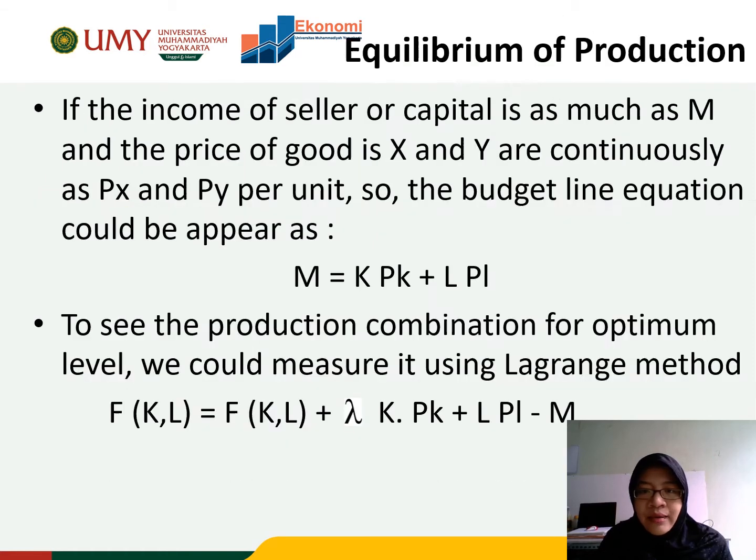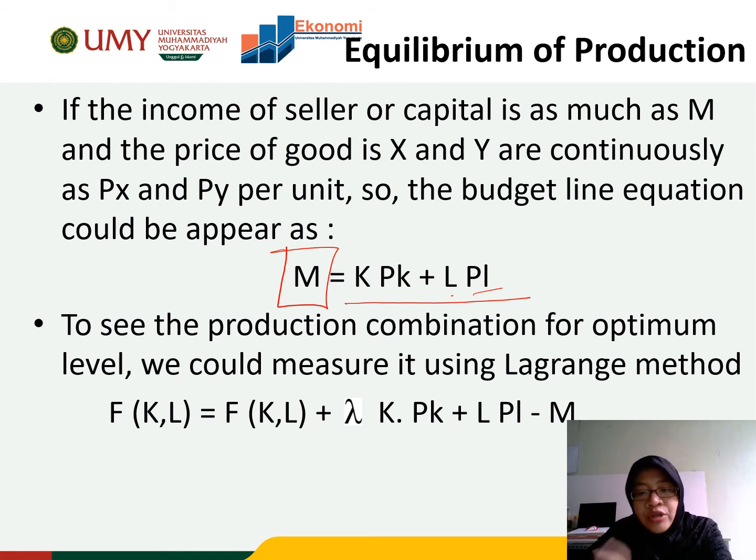Okay, next we will talk about the equilibrium of production. Still remember we have the isocost budget line. For the isocost budget line, we need to recognize how much capital we have or how much income we have. It's denoted by M, and M is equal to capital times the price of capital plus labor times the price of labor. So you will find the combination of the optimal level.